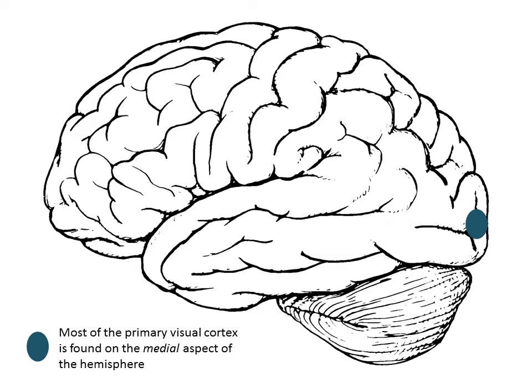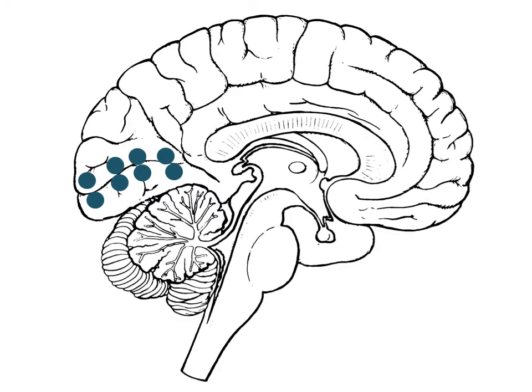On the lateral view, you can see the primary visual cortex here shown in the blue oval. I want you to note that the majority of the primary visual cortex cannot be seen on a lateral view. It can only be seen on a medial view where the calcarine fissure is located. That is where the bulk of the primary visual cortex is located. And here on the medial view, you can see the primary visual cortex on either side of that calcarine fissure.